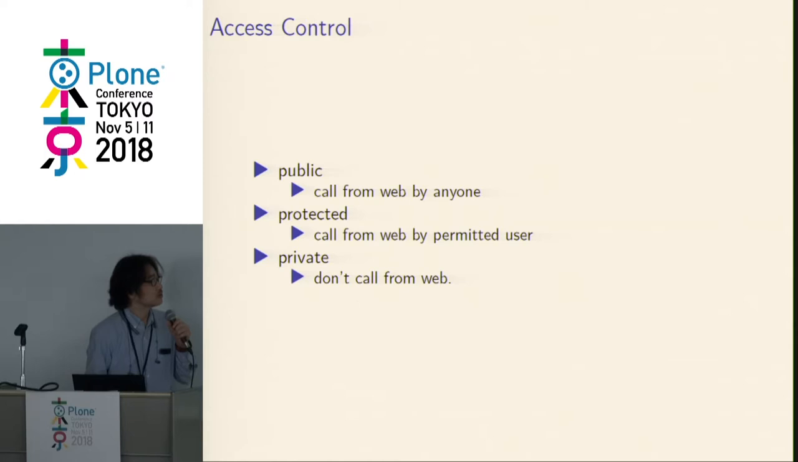And add access control. Access control has three types of access. A public method can be called from the web by anyone. A protected method can be called from the web by a permitted user. And a private method can't be called from the web.